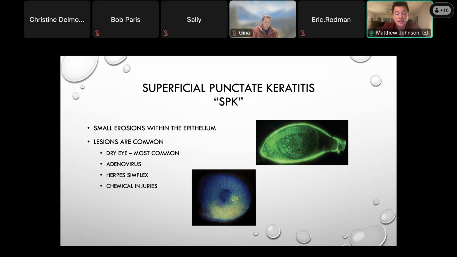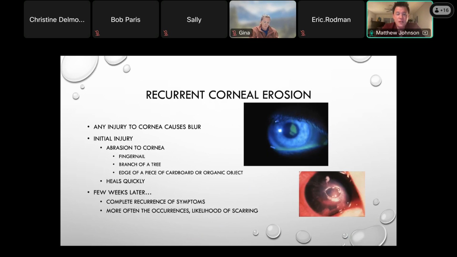You do see SPK with herpes simplex, and obviously if you get a chemical in your eye, you're going to have some damage with it that way. So you don't want to splash anything in your eye or anything like that. So this one, if you want to talk about nightmares, this is your nightmare scenario here. But recurrent corneal erosions is totally not fun.